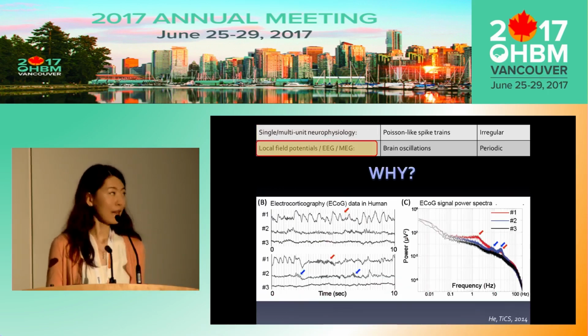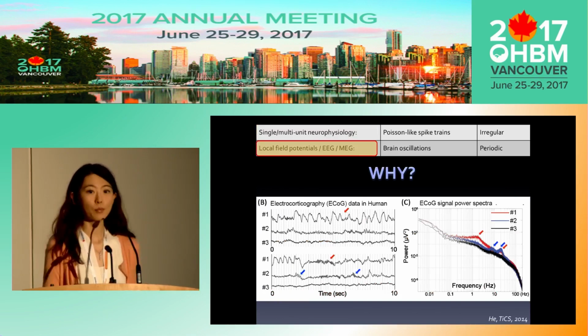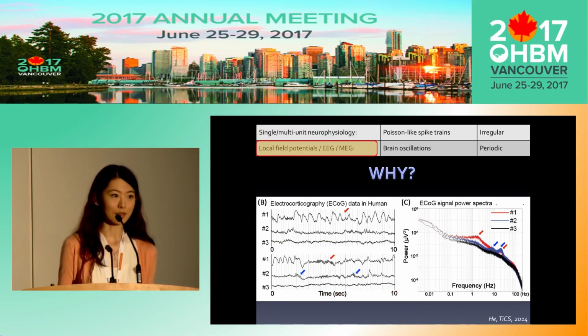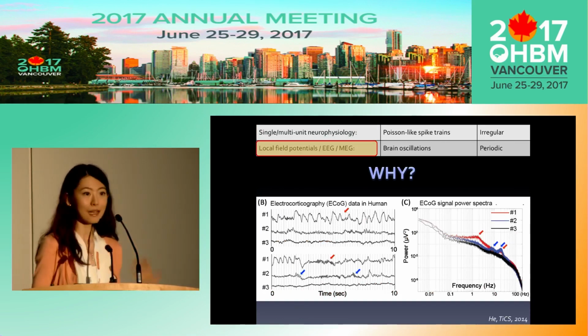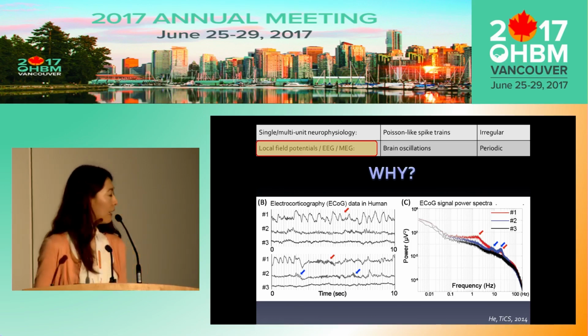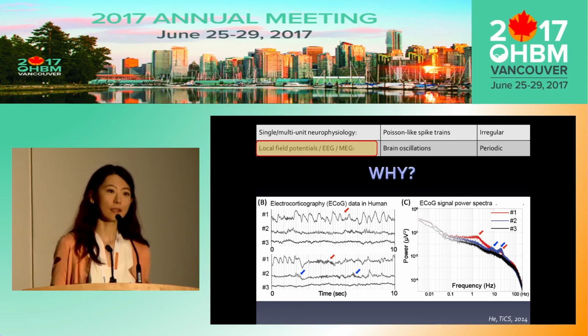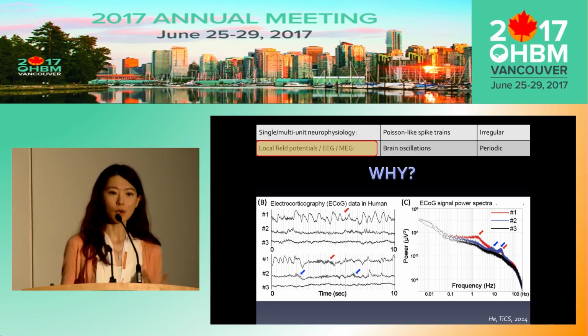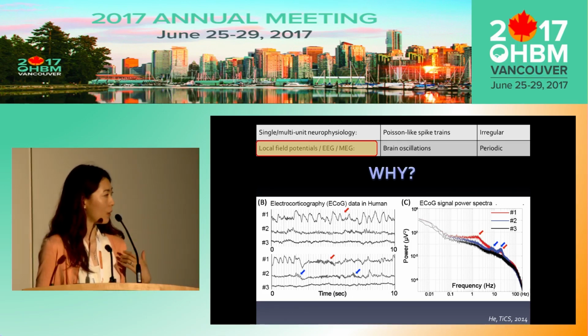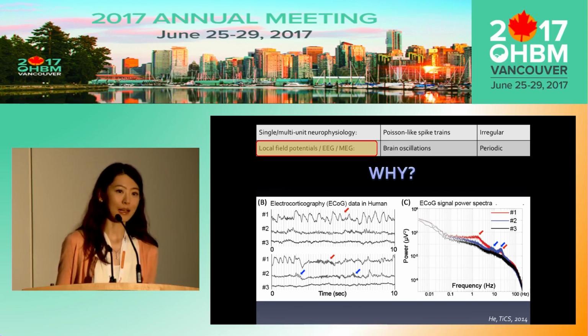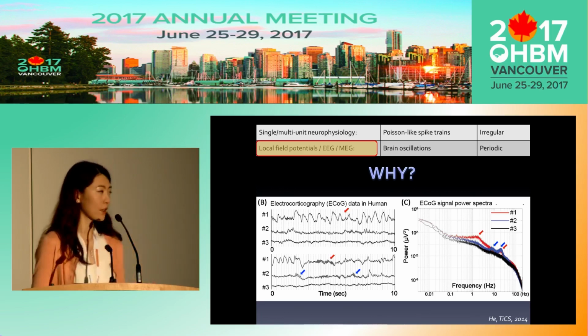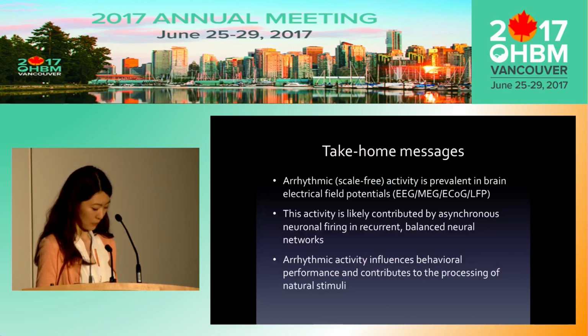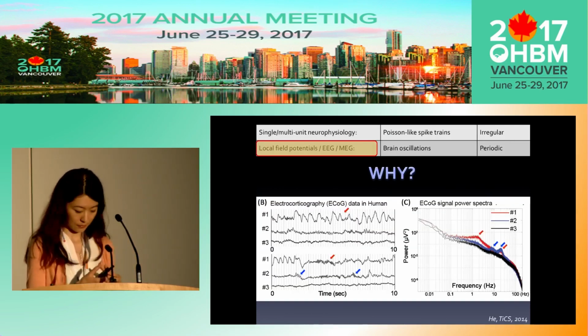In fact, arrhythmic activity is prevalent in brain electrical field potentials as well, including local field potential, ECoG, EEG, and MEG. It's just that we have known and studied them much less than brain oscillations. In the past, it used to be ignored, and now more and more studies have been focusing on them. But we still have a lot to discover about what mechanism generates them and what their functional significance and functional mechanisms are.